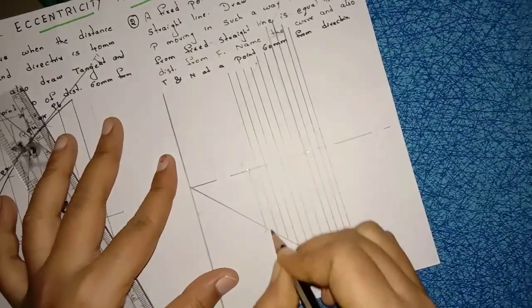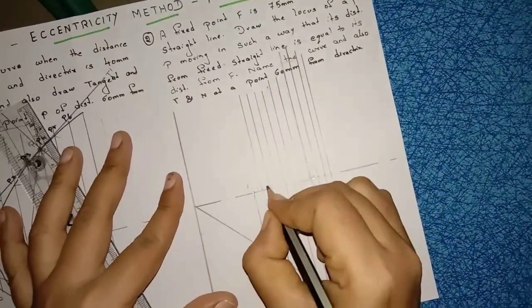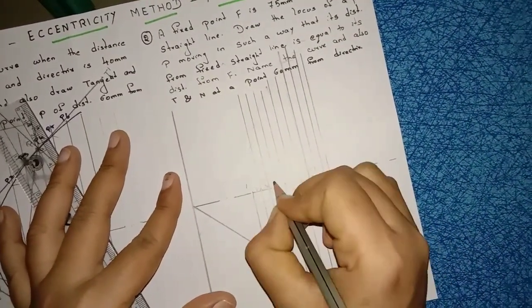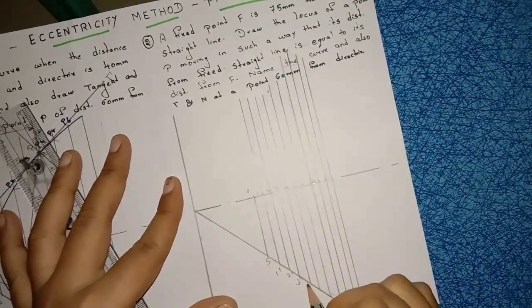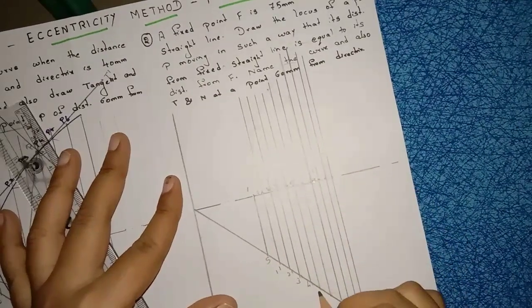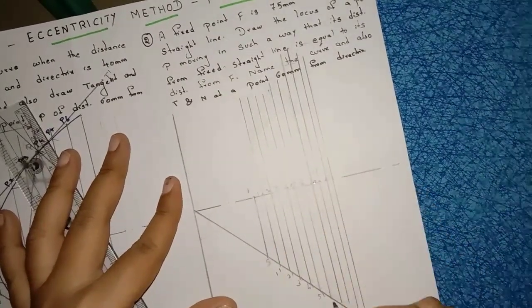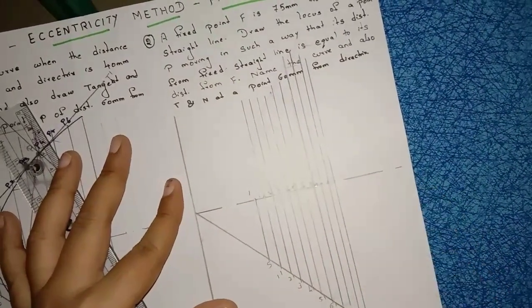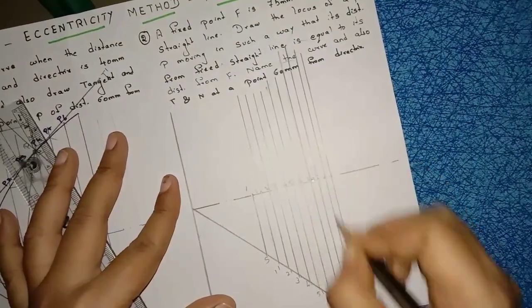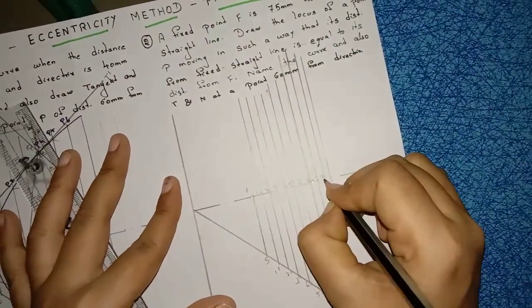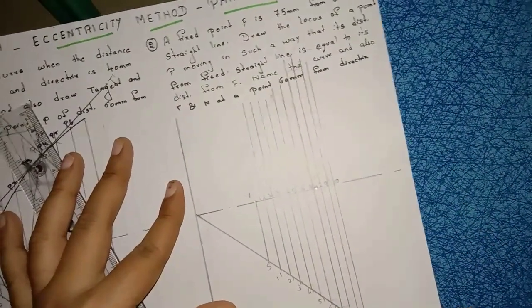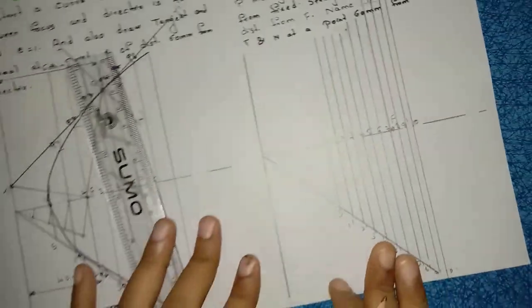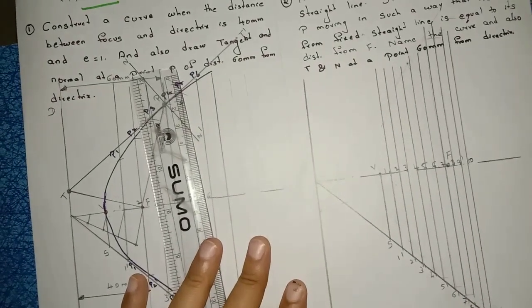1 dash, 2 dash, 3 dash, 4 dash, 5 dash, 6 dash, 7 dash, 8 dash, 9 dash, and here 10 dash. So after that, how to construct the parabola?